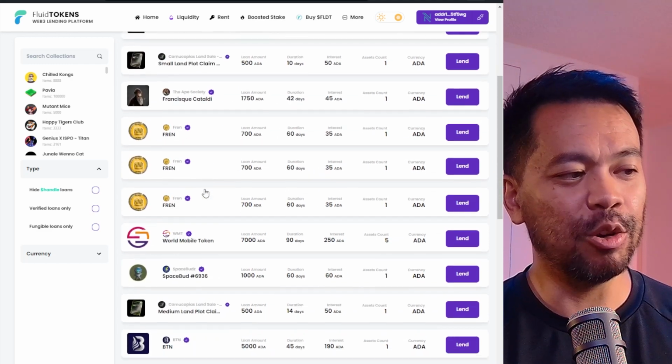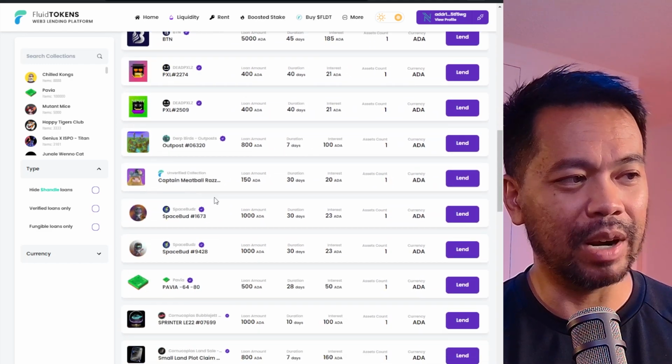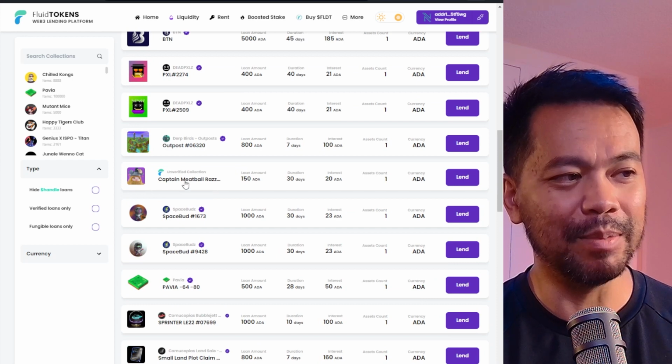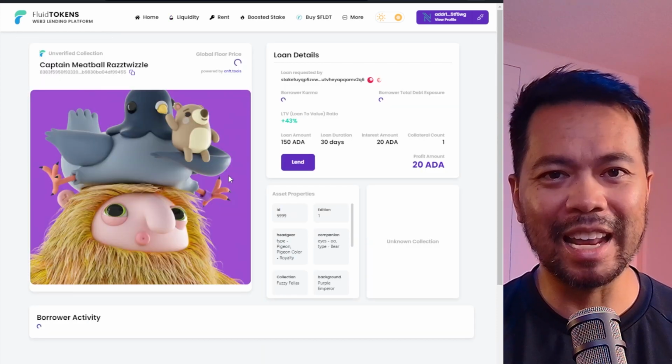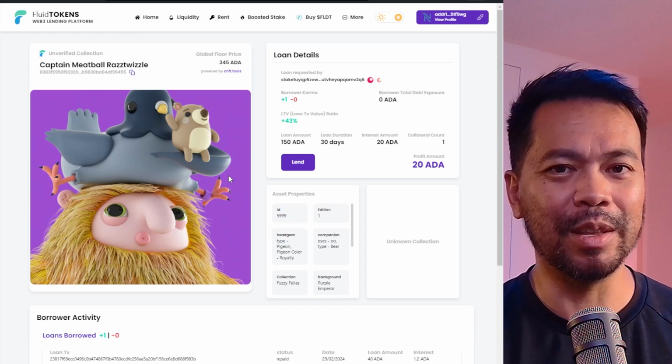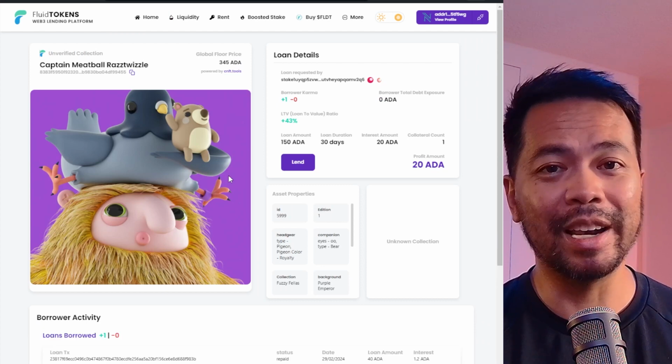So let me scroll down a little bit, and I have an NFT that I put up here earlier. This is Captain Meatballs from the Fuzzy Fellas collection. You can find out more about that NFT collection. I've done interviews on them, so check out the playlist where you can find out a little bit more.